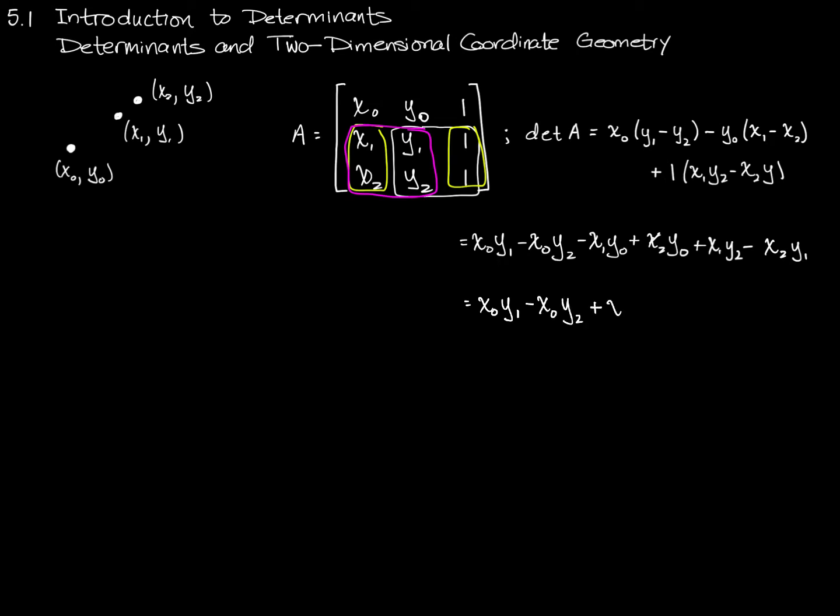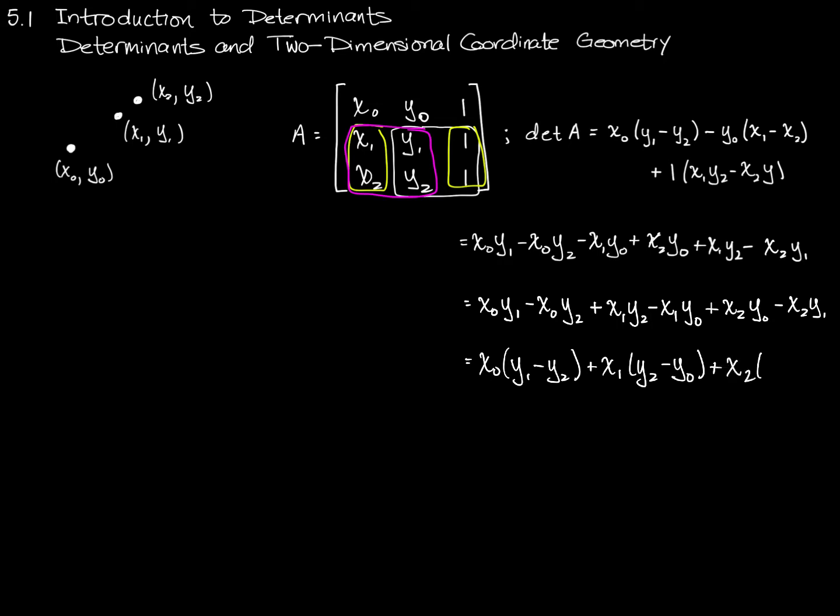And then the positive x1 term is x1 y2 minus the other x1 term, that's x1 y0. The positive x2 term is x2 y0, and then I have minus x2 y1. I've done that so that I can factor out first the x0, leaving me with y1 minus y2. Then I can factor out from the next two terms the x1, and then I can factor the x2 out of the last two terms.